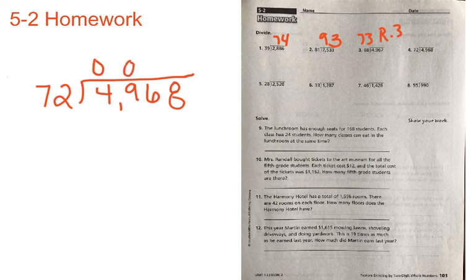Now we have to figure out how many times can 72 go into 496. And we know that if we estimate 72 to be close to 70, we look at those first two numbers. 7 can go into 49 7 times, so that's going to be a good place for us to start. So let's go 72 times 7 and see how close we get to 496.